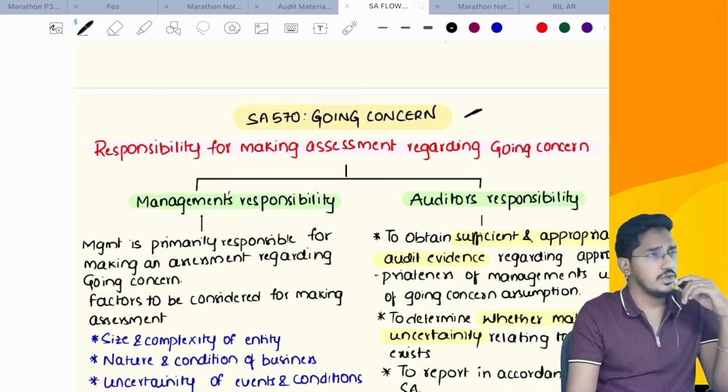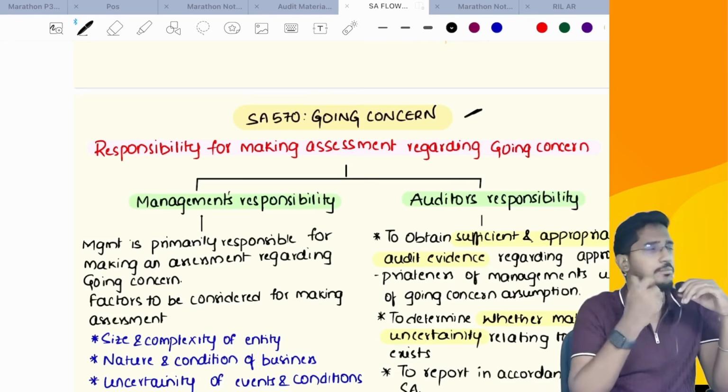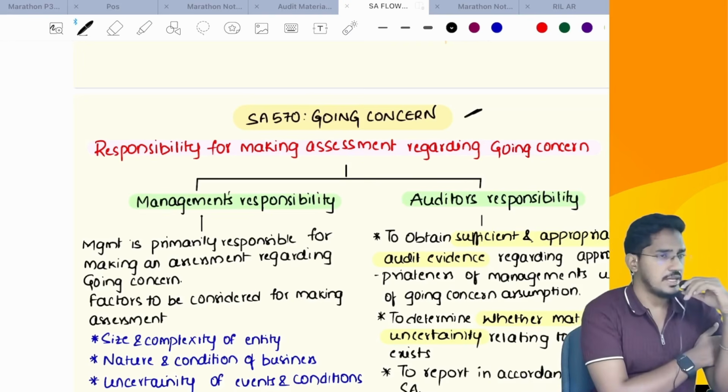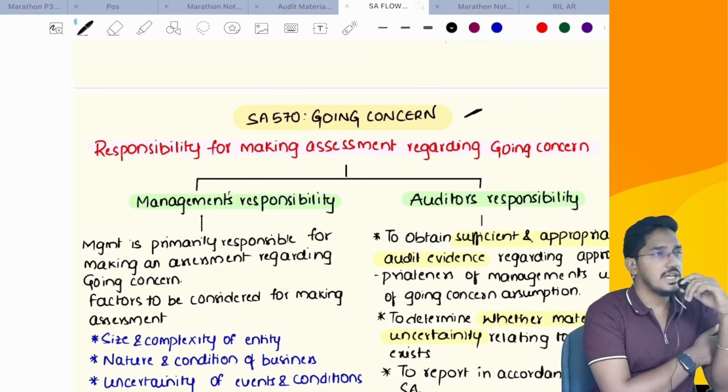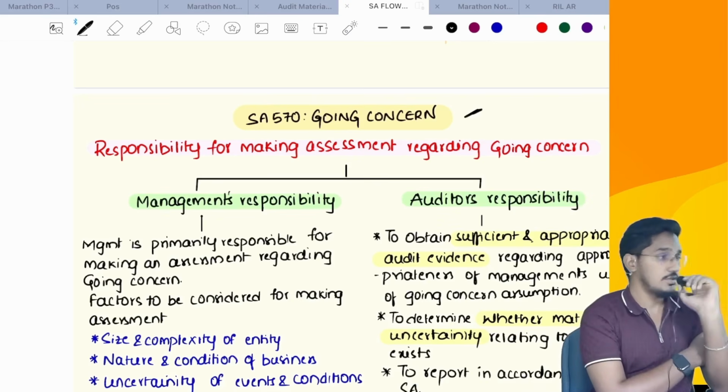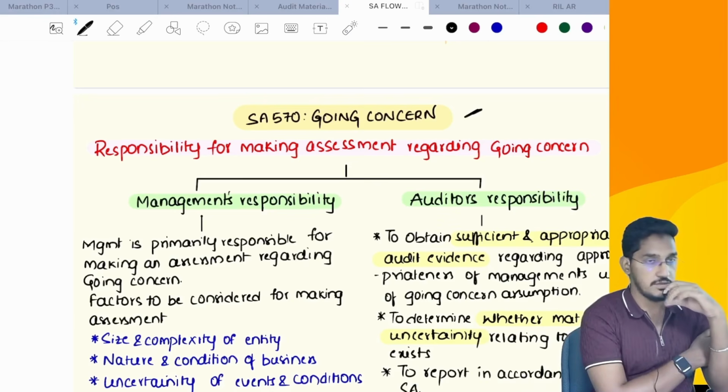And in case the management tries to tamper with the going concern assumption, tries to do wrong things regarding the going concern assumption, will it be a misstatement in the financial statements? Yes. Will it be a material misstatement? Will it be a pervasive misstatement? 100% yes. Why? Because going concern is something which is fundamental to users' understanding of the financial statements.